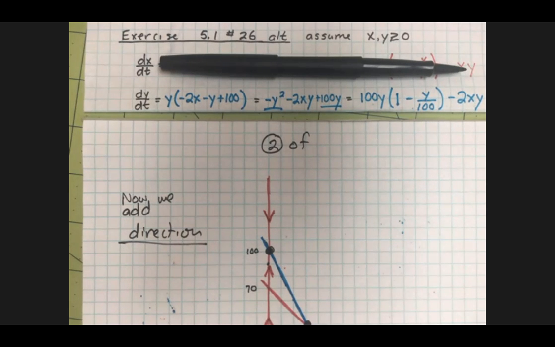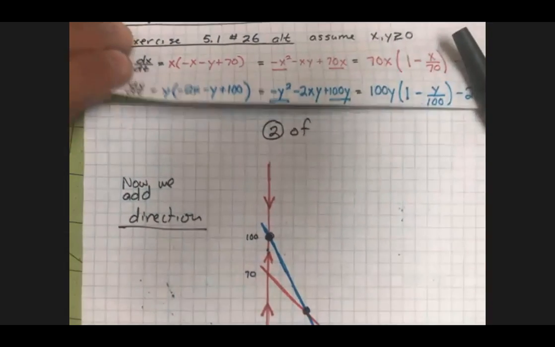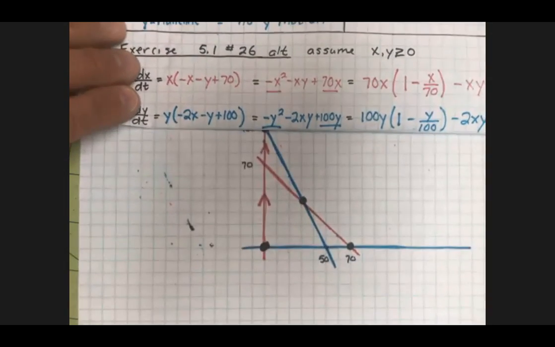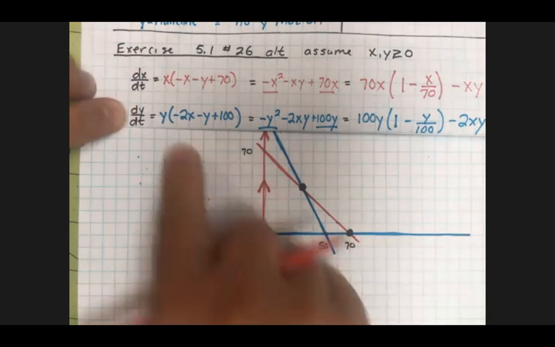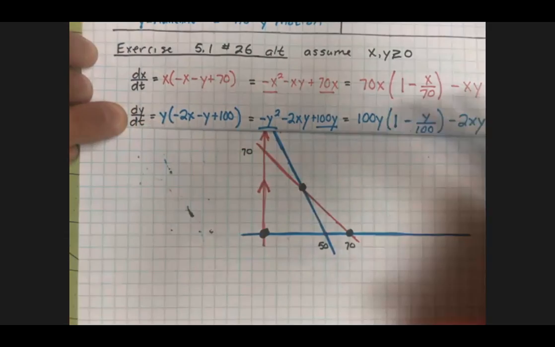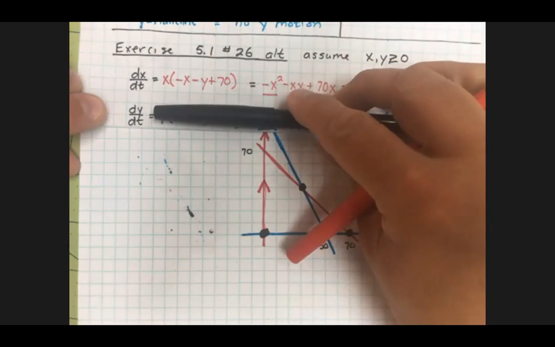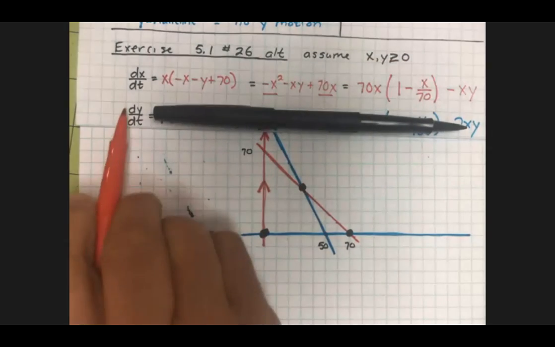Let's do the same thing on the horizontal blue line. It's hard to manage two pieces of paper at once. On the horizontal blue line, y is 0. And when y is 0, dy dt is 0. That's what it means to be a y nullcline. So dy dt is 0.